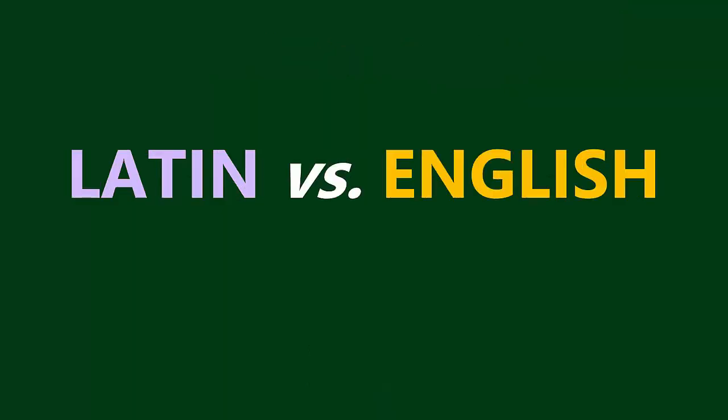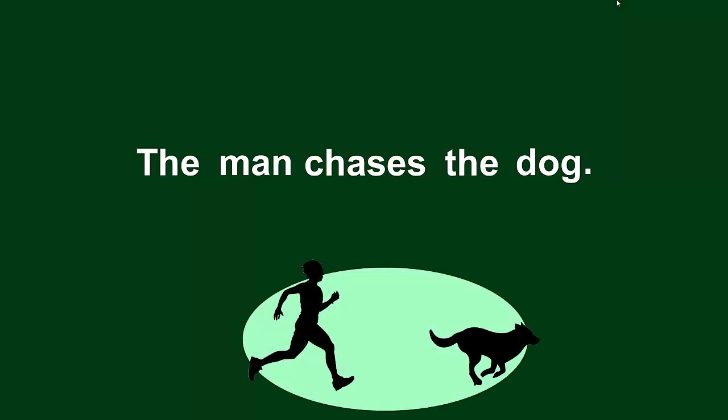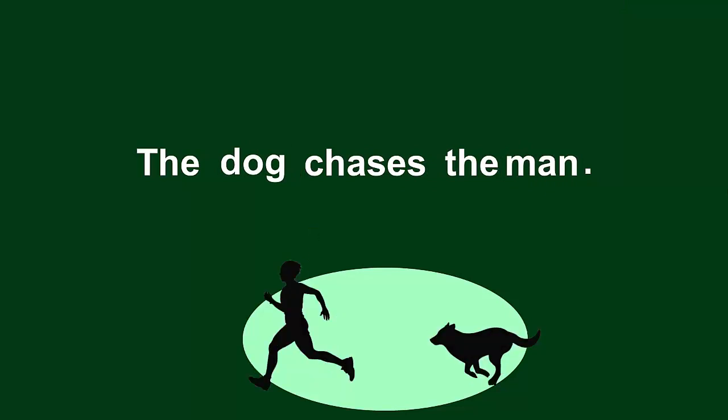Now, there's one more major difference between Latin and English. In order to explore this, let's look at an example English sentence. The man chases the dog. We know in this sentence that it is the man chasing the dog, and not the other way around. How do we know that? Because of the word order. In English, word order is the main signifier of meaning. Take a look. If you change the order of the sentence so that it says, the dog chases the man, then the meaning, well, it changes.